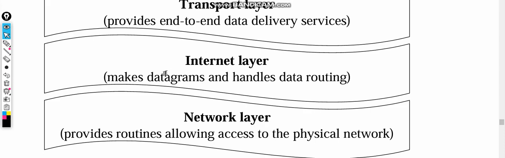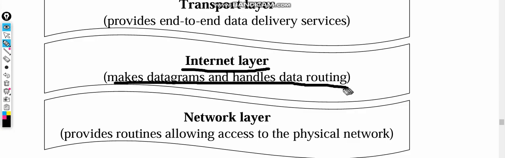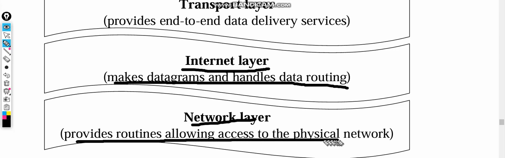Internet layer makes datagrams and handles data routing. The internet layer is a special layer in the TCP/IP model; we don't have an internet layer in the OSI model. Network layer, in addition to the internet layer, provides routines allowing access to the physical network.